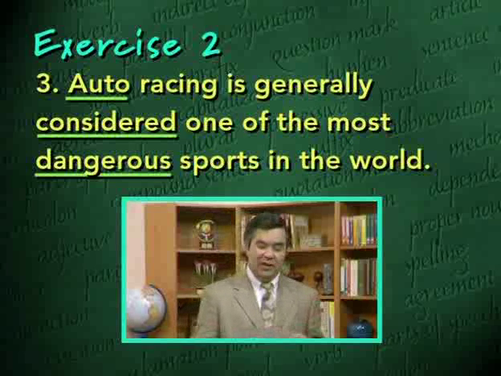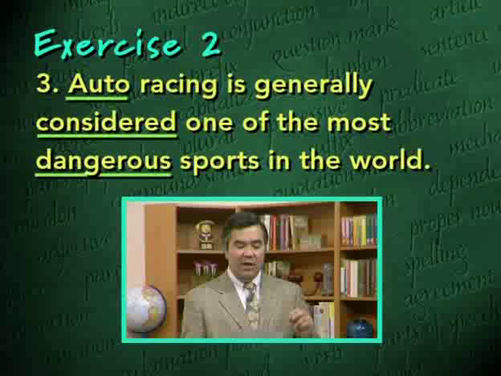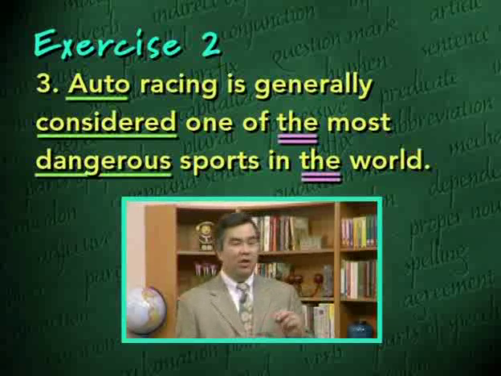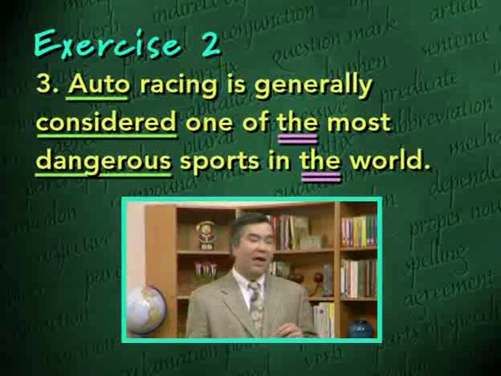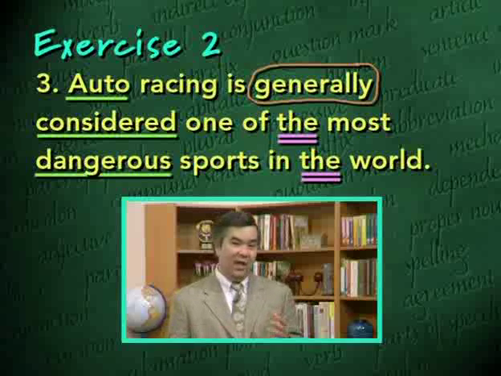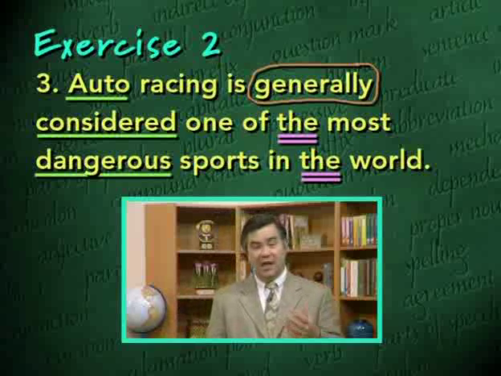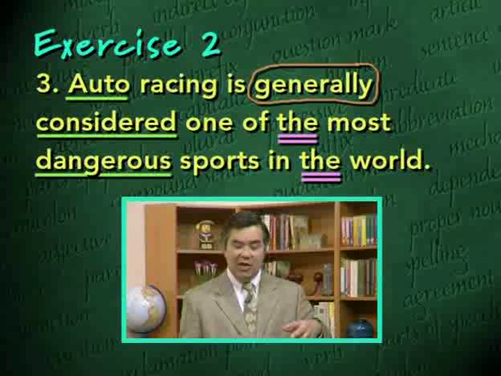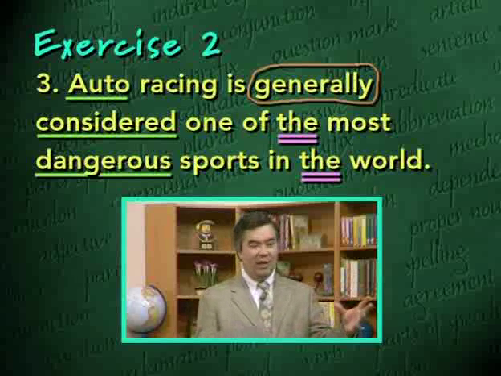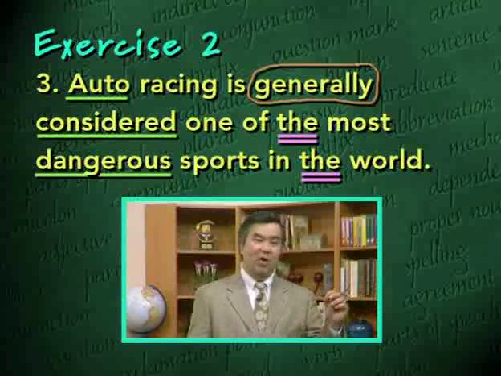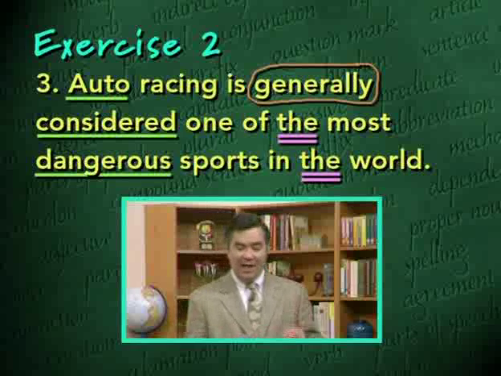And we have two articles in this sentence. Both of them are the, one of the most dangerous sports in the world. So both of those should have been marked on your sheet as articles. Finally, there are two adverbs. Generally is an adverb. Again, notice the ending ly, which is commonly found on adverbs, and it modifies the adjective considered. How or when is it considered a dangerous sport? Generally. So it gives more information about that adjective considered. And remember, a word that modifies an adjective is an adverb.